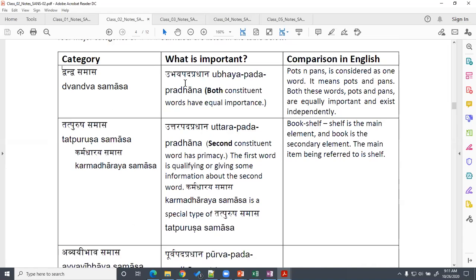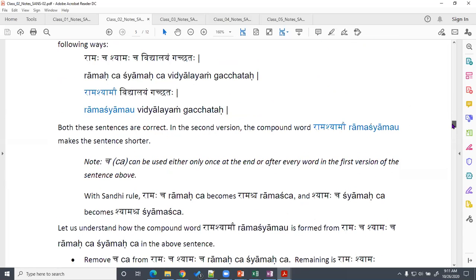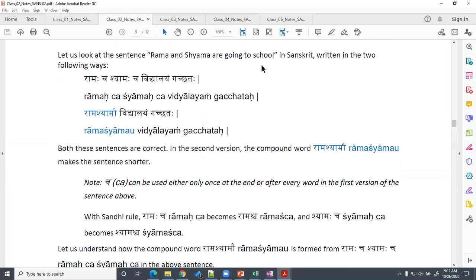So Dvandva Samasa in English, we said an example could be like pots and pans. So both components are equally valid. So for example, in Sanskrit, I can say Rama and Shyama, they are going to school. So I can either say Ramascha, Syamascha, there must be some example here. So here, this is the example. So Ramaha, Shyamaha, both are going to school. Rama and Shyama are going to school.